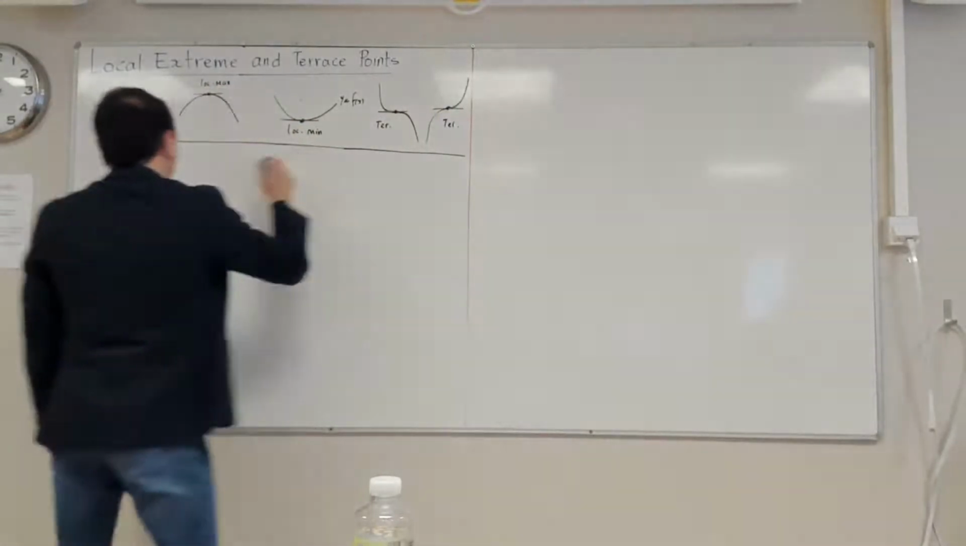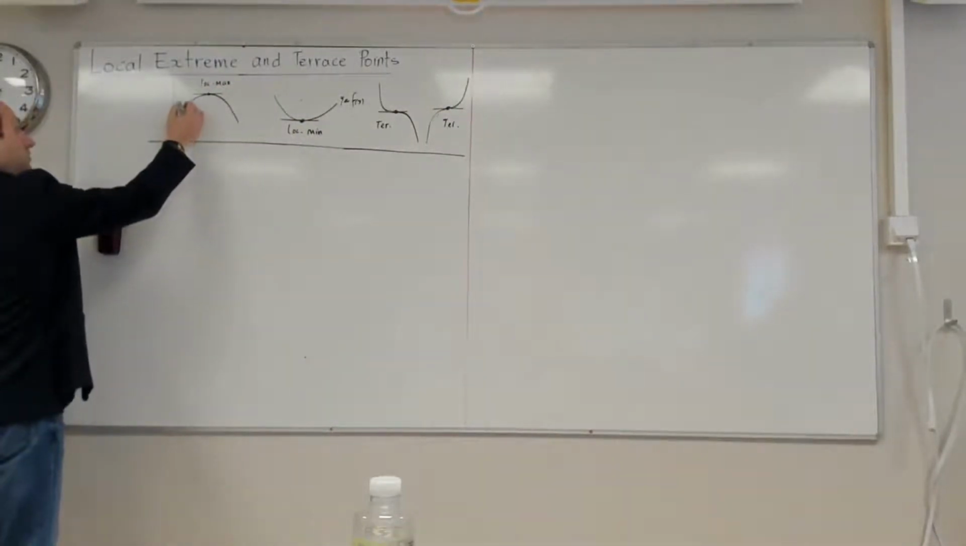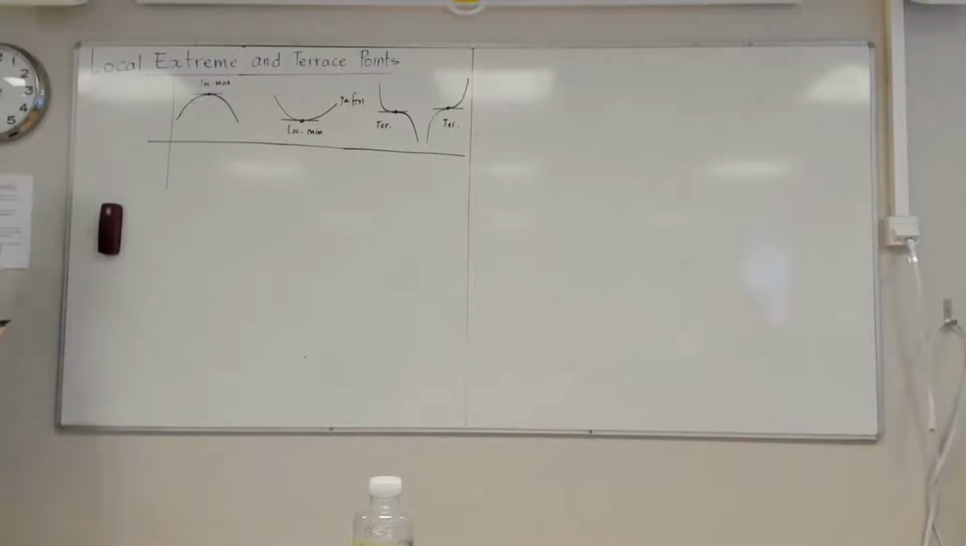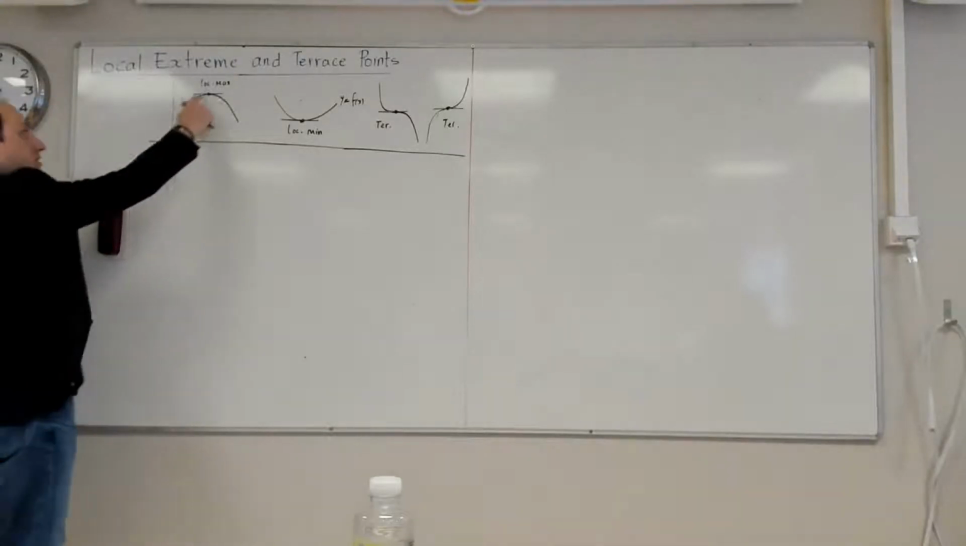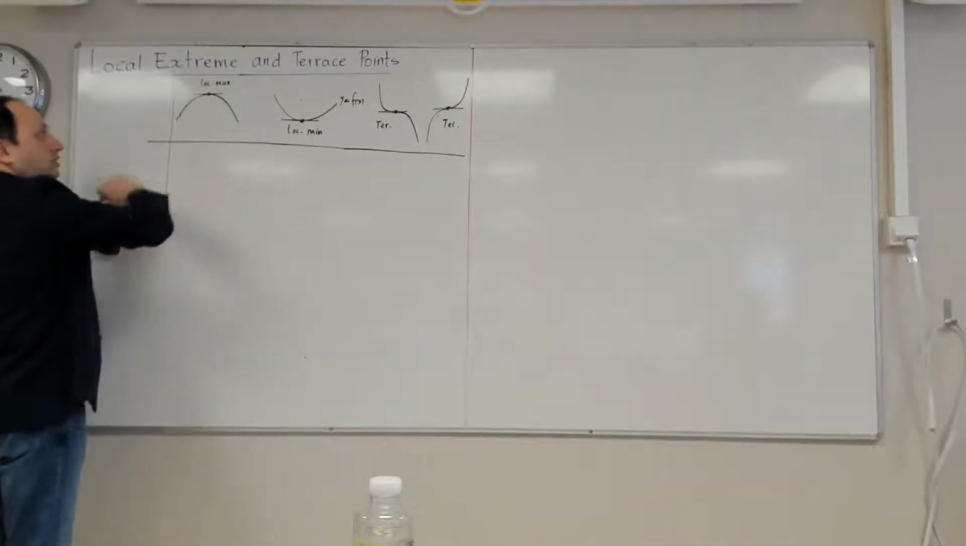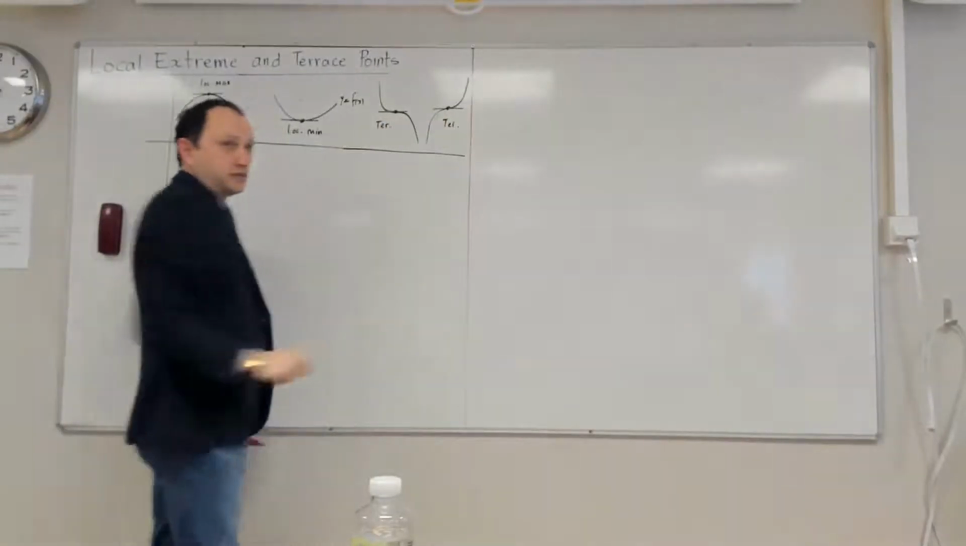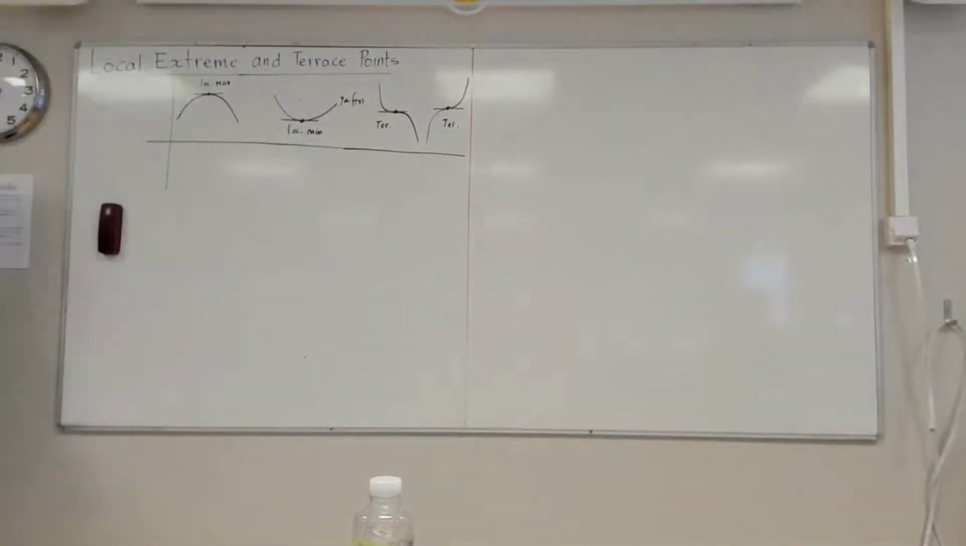And then, do you understand that none of the other points on the graph have this property? Is the derivative zero here? No. Is the derivative zero here? No. So the derivative of this function is not zero except at a local maximum point, local minimum point, or a terrace point. Yes? So it means that if I want to locate them, it is very simple.